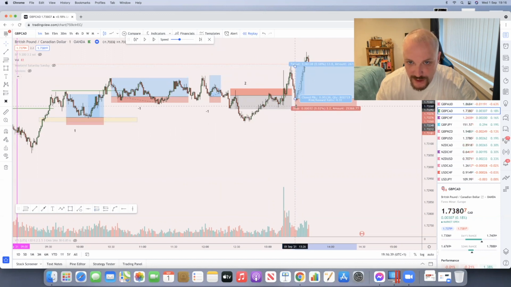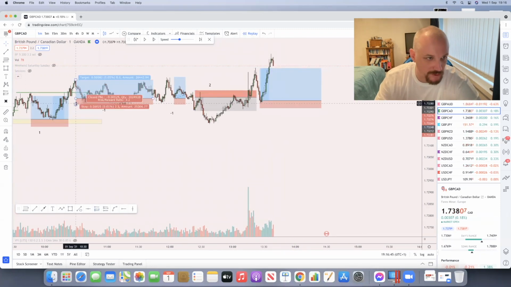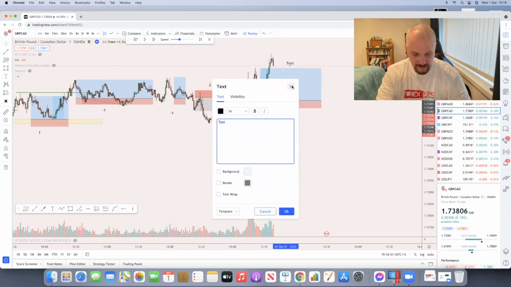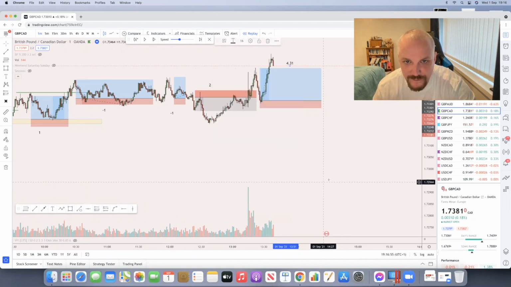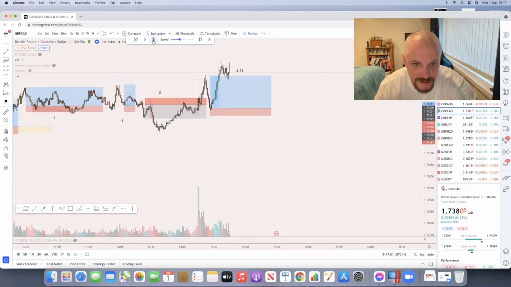Your break of structure on the point is this candle here, this order block. Okay, this is run a 1 to 4.31. So, 4.31. Okay, just a couple of clicks.